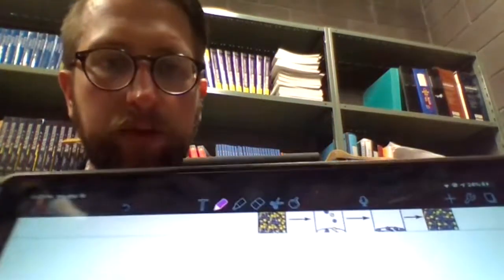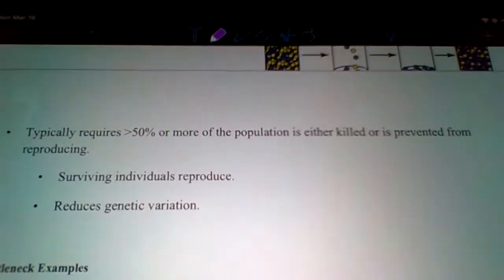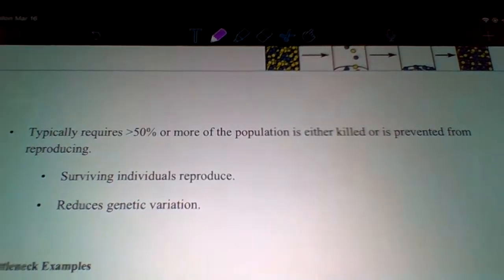So you'll notice a little note here in my file that says it typically requires more than 50% of the population to be killed before we see a large change in the genome. So small effects, like a little bit of overhunting here and there, are probably not going to have a huge effect, but progressive or excessive poaching and hunting will.